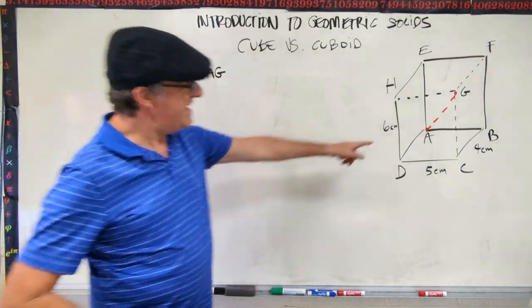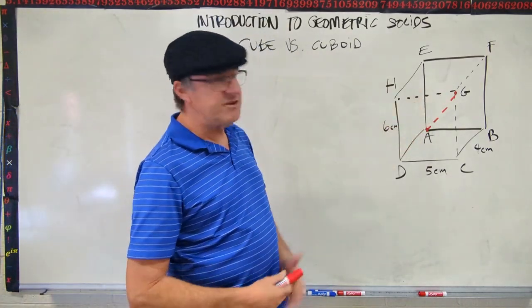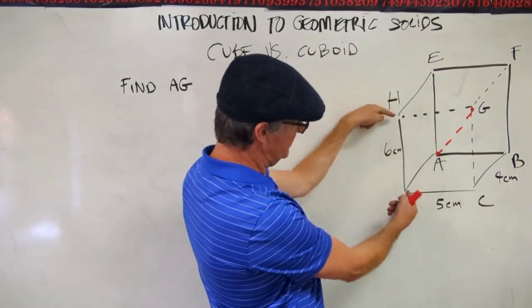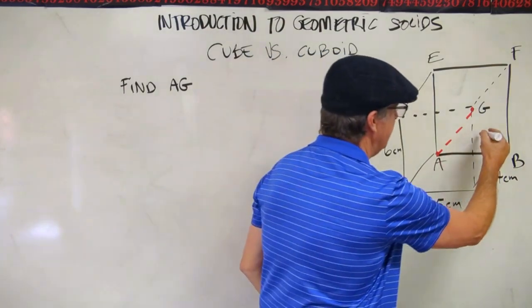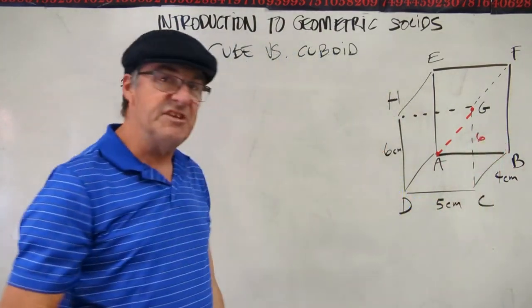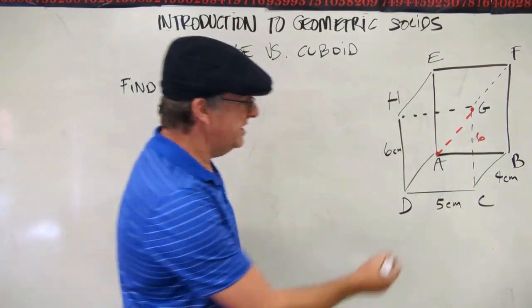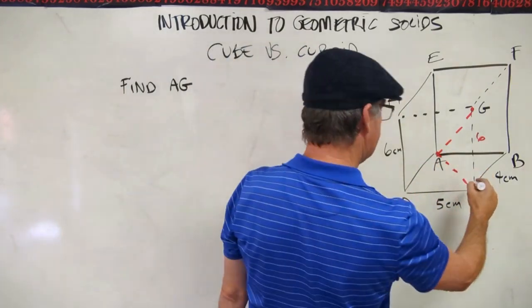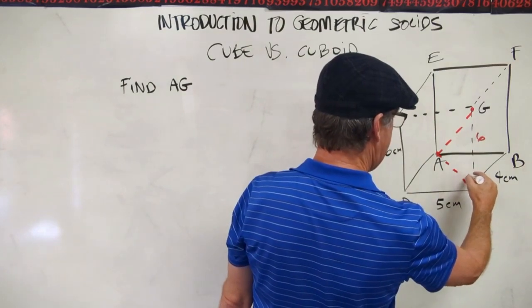So to find AG, we don't have enough information. We do know GC, that's the 6, that's the same as this one. So I can label that. But I still need a little bit more. I'm going to need AC here, because then I have a right angle right there.